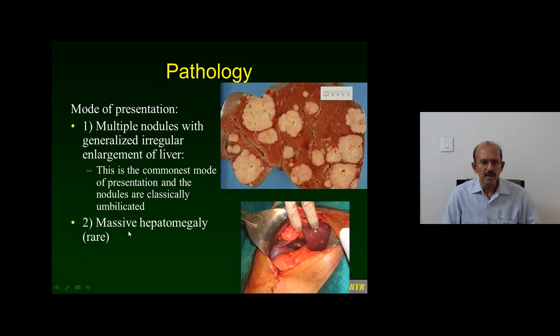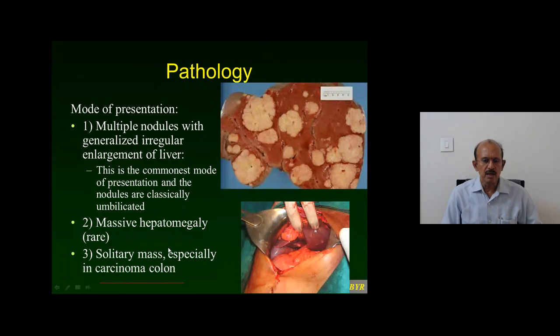The second mode of presentation is as a massive hepatomegaly. That means diffuse hard enlargement of the liver. This is rare. The third type of presentation is as a solitary mass, especially from carcinoma of the colon. The primary is in the carcinoma of the colon. It can metastasize to the liver and form a solitary mass.